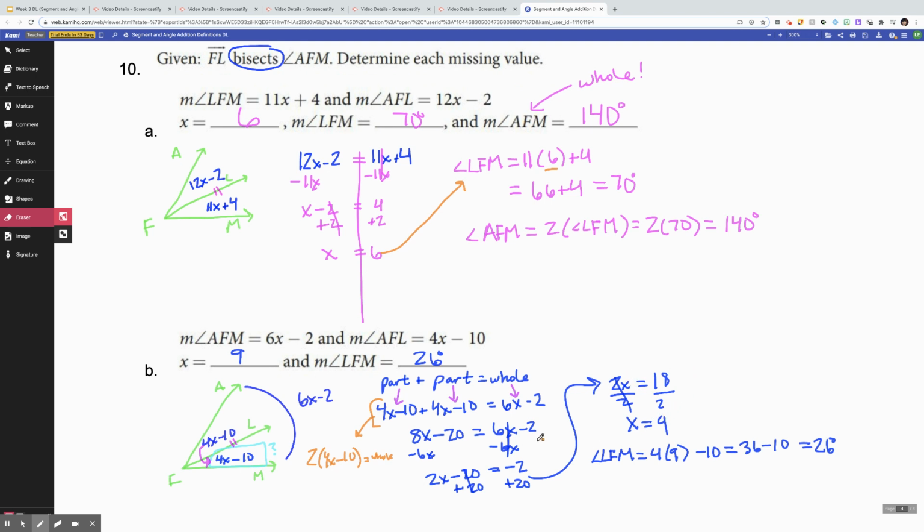And then they wanted to know what angle LFM was, right? And in my drawing over here, LFM is 4x minus 10. So I took my x value, 9, and I plugged it in wherever I saw an x in the expression. So 4x, 4 times 9, is 36 minus 10 is 26 degrees.